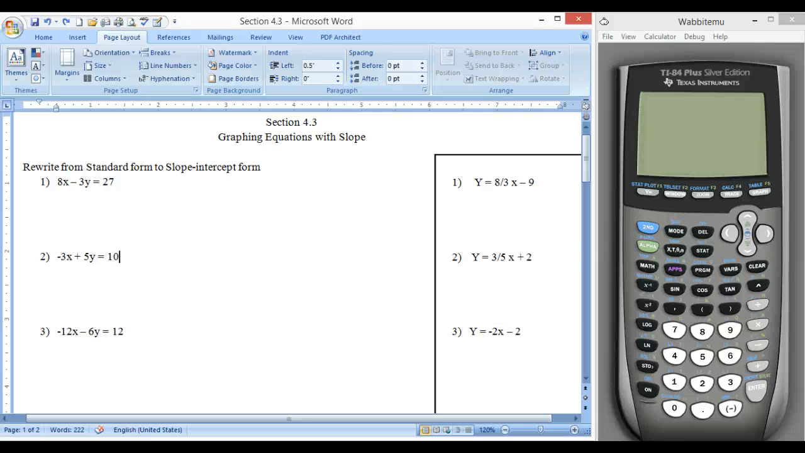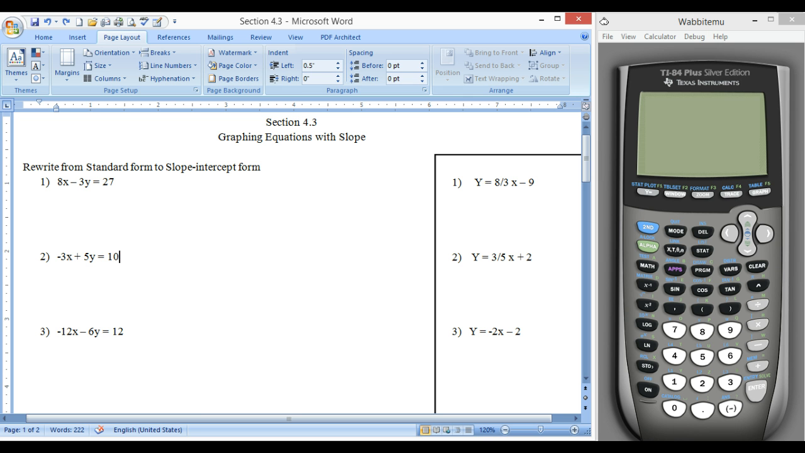Welcome to section 4.3, graphing equations with slope. The first 6 questions that I will be demonstrating don't really coordinate with an exact problem in the text, so if you don't need a review on rewriting an equation from standard form to slope-intercept form or slope-intercept form to standard form, feel free to skip forward in the video until question number 7.